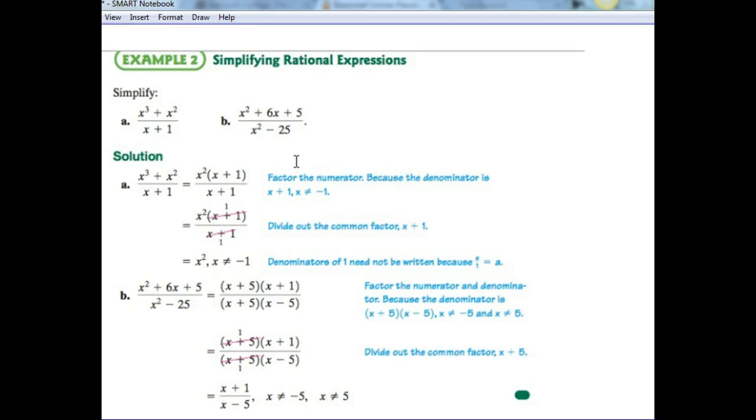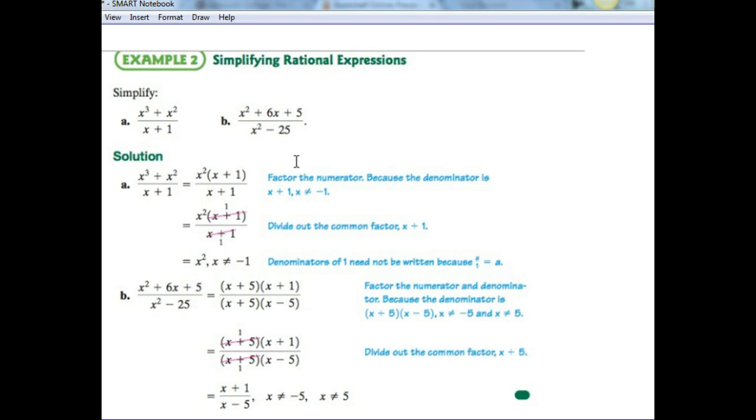Hello, we're looking at example 2 found on page 70 of your pre-calculus part 1 textbook. This is lesson p-6, which is talking about rational expressions. In example A here, it is x cubed plus x squared over x plus 1.